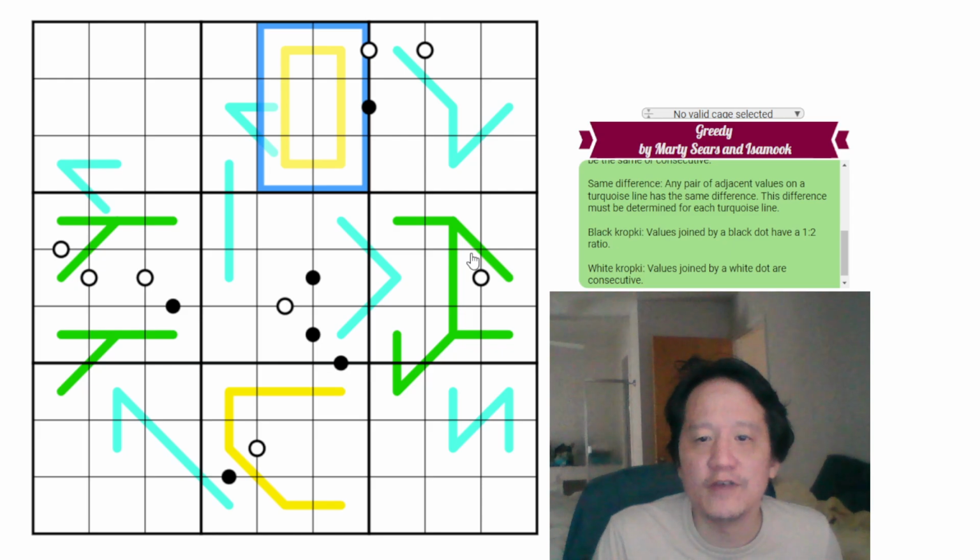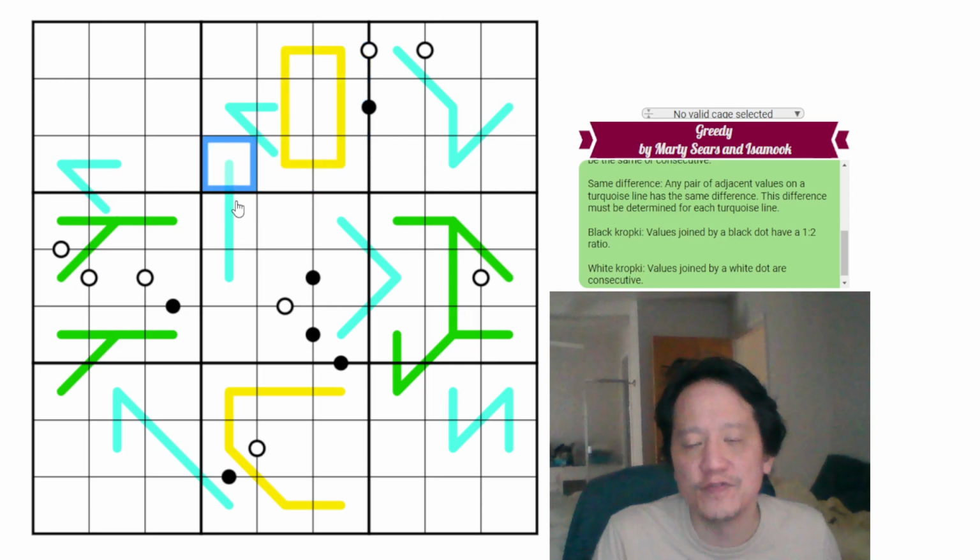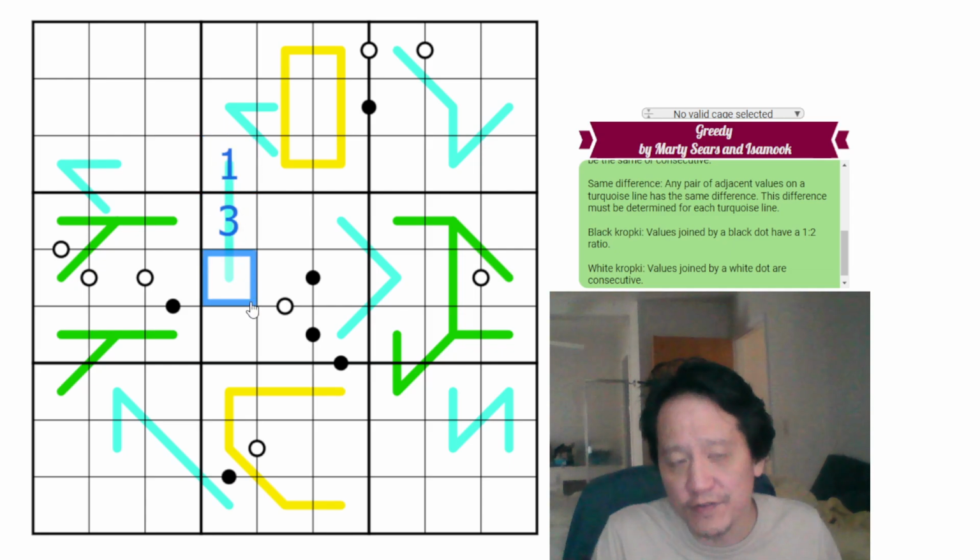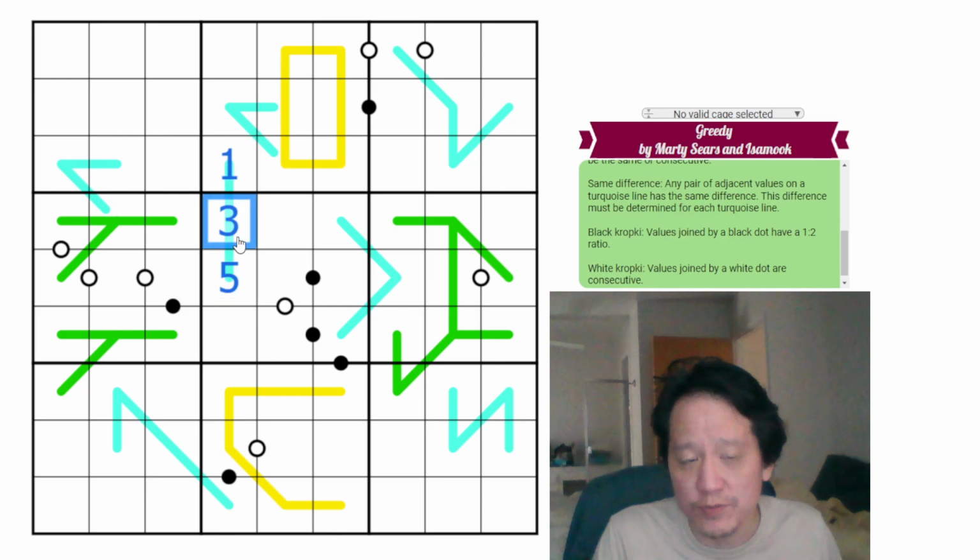Same difference. Any pair of adjacent values on a turquoise line has the same difference. This difference must be determined for each turquoise line. So for example, if this were a 1 and a 3, this would have to be a 5 because the difference between 1 and 3 is 2, and the difference between 3 and 5 is 2 also.